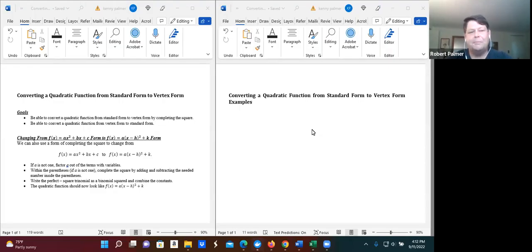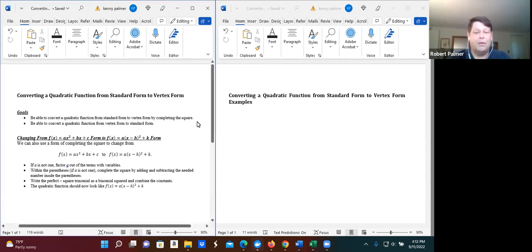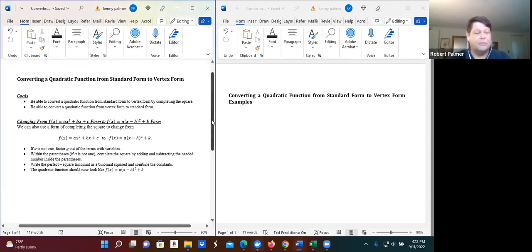Hello, welcome back. Today we'll learn how to convert a quadratic function from standard form to vertex form. So our goals will be just that, to convert from standard form to vertex form. Then we'll quickly look at an example where we convert from vertex form to standard form, which we'll see is basically a very straightforward process. But first, let's look at converting from standard form to vertex form.